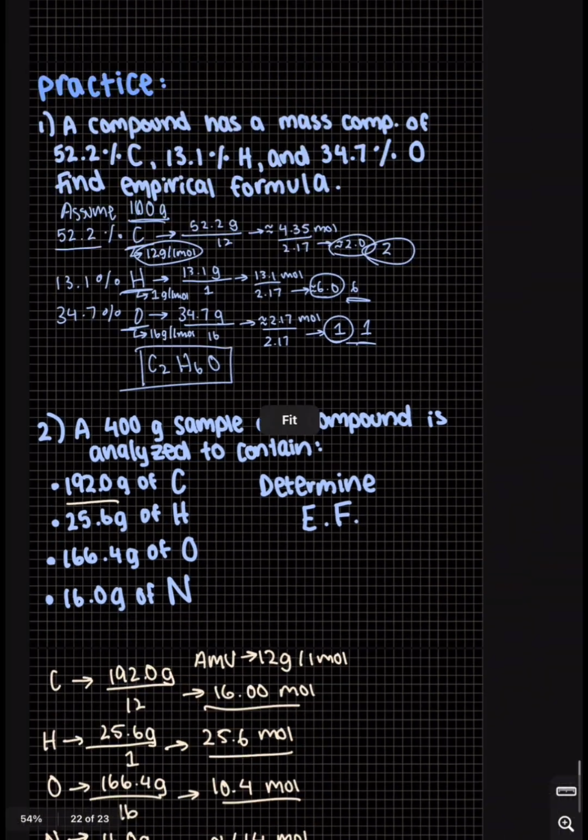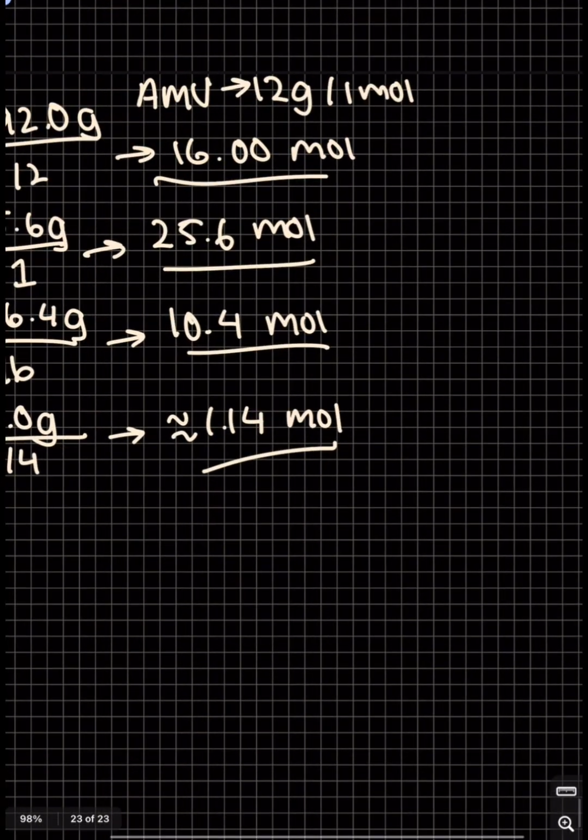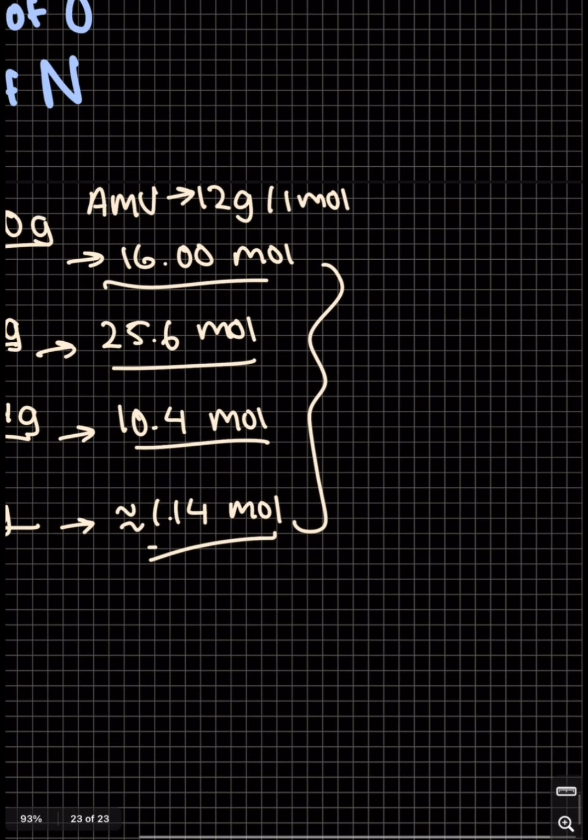Okay, I have gotten all my mole values. Now what's my next step? Let's go check back. Now I'm going to divide the moles by the smallest number to find the subscript. Okay, out of these 4 numbers, the smallest one I see is the 1.14, meaning that I'm going to divide all of these numbers by 1.14.